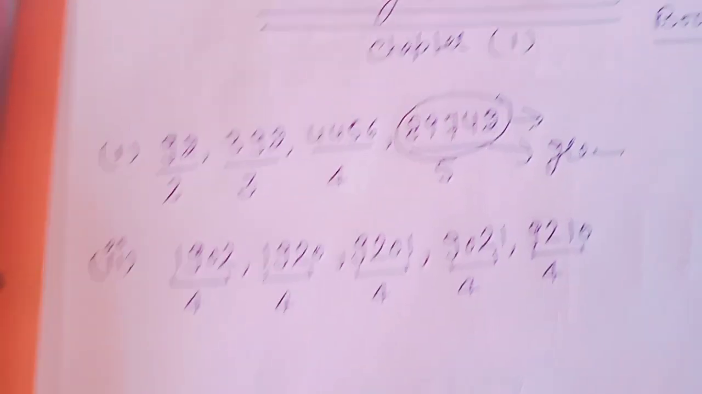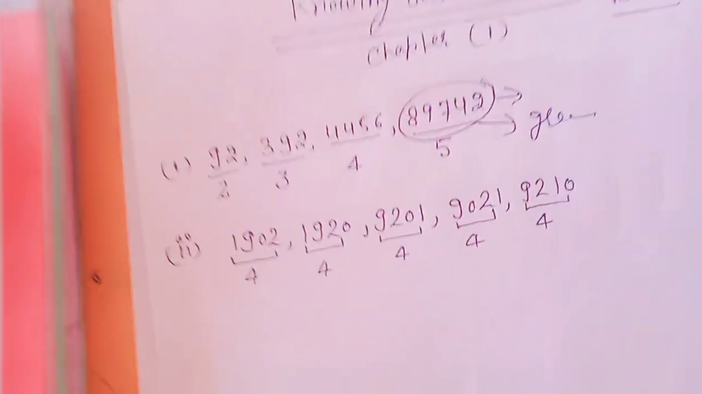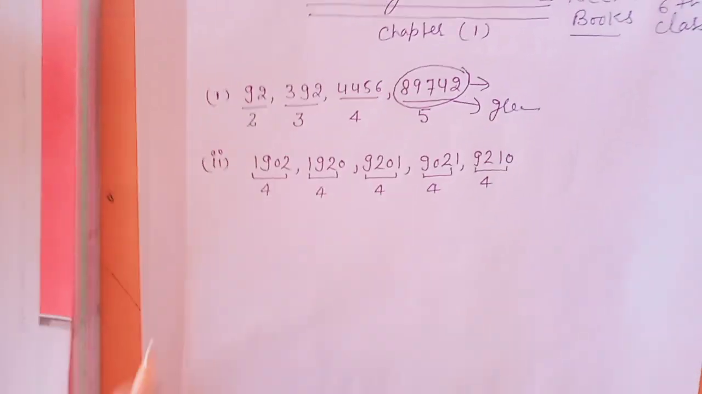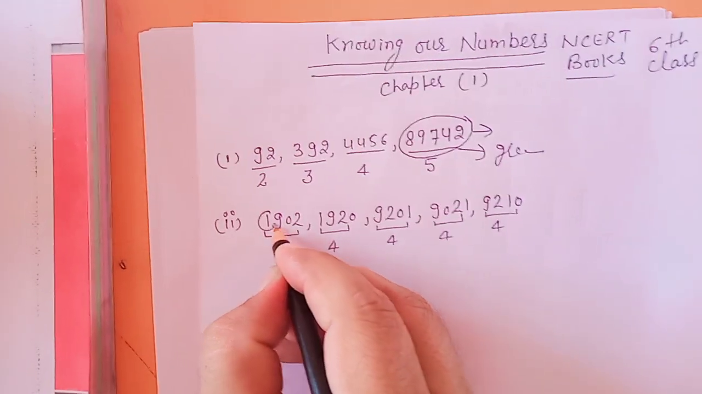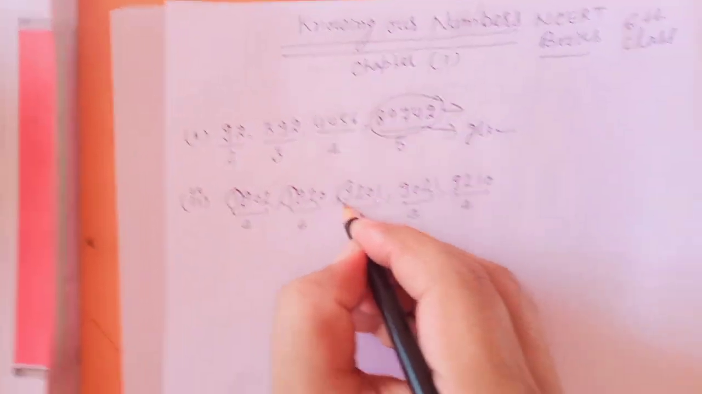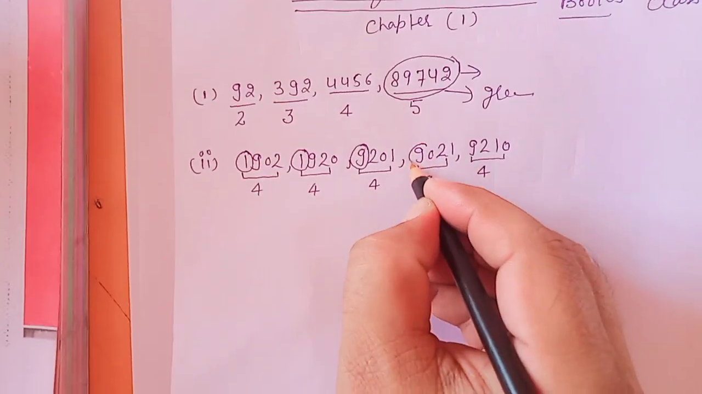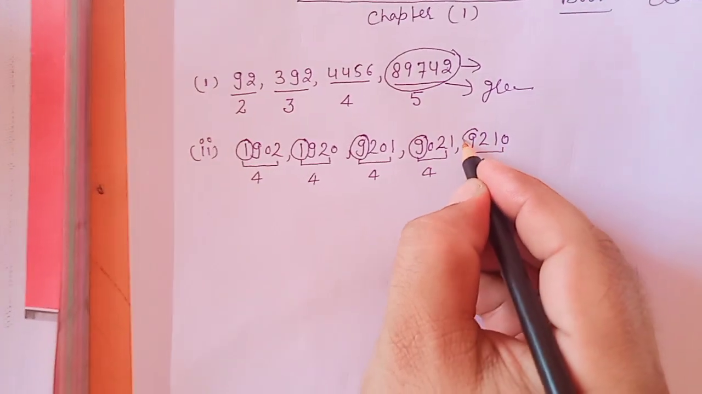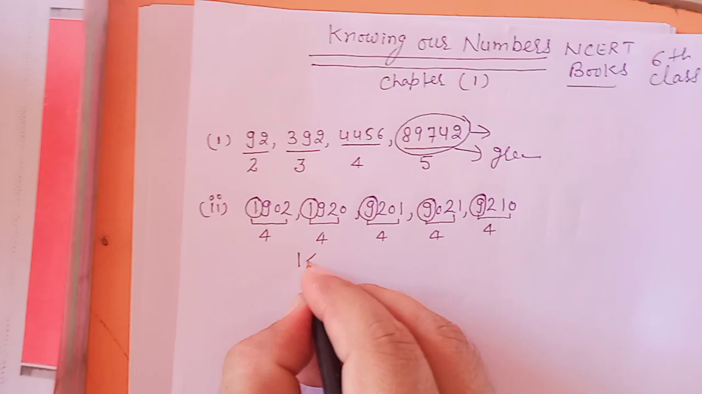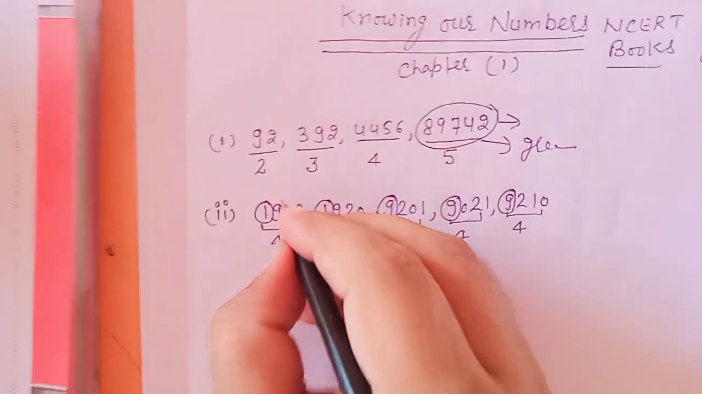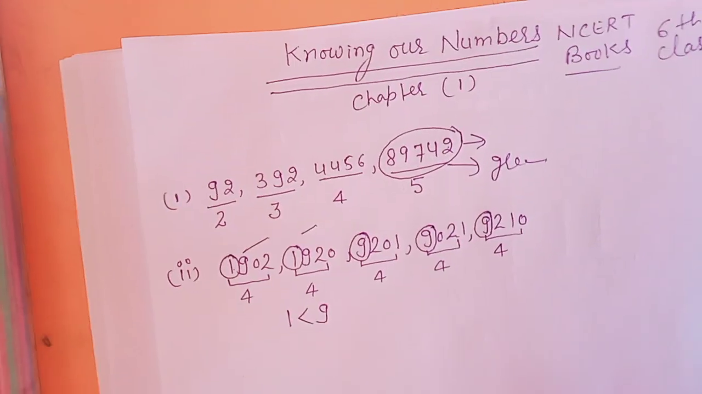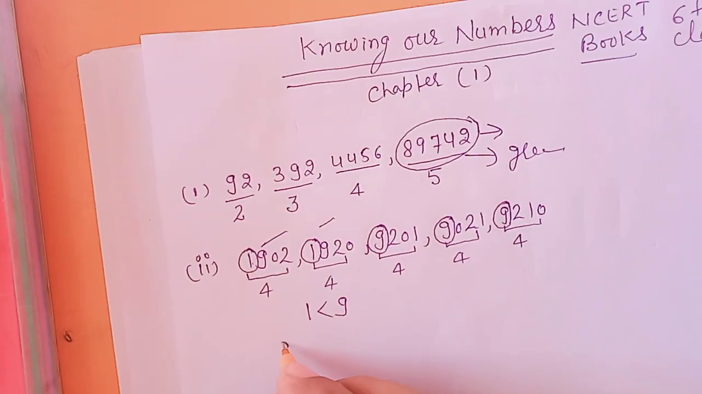Then you can take the first digit from the left hand side like this. Here is 1, here is also 1, here is 9, here is 9, here is 9. So 1 is less than 9. So these two numbers are definitely less than these 3. Come on, next point.